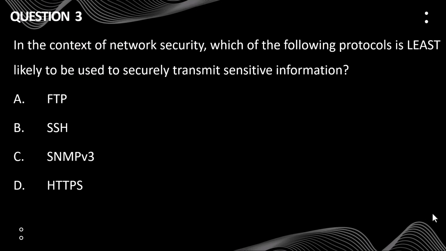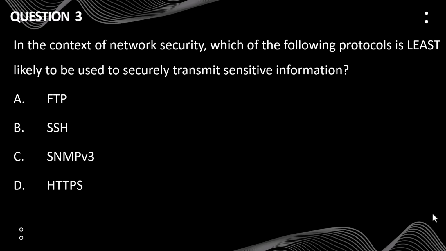Question 3. In the context of network security, which of the following protocols is least likely to be used to securely transmit sensitive information? Option A, FTP or File Transfer Protocol. Option B, SSH or Secure Shell. Option C, SNMP version 3. Option D, HTTPS. Now, before I reveal the answer, let's go through the options again.